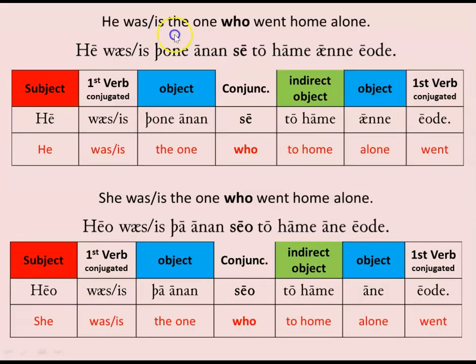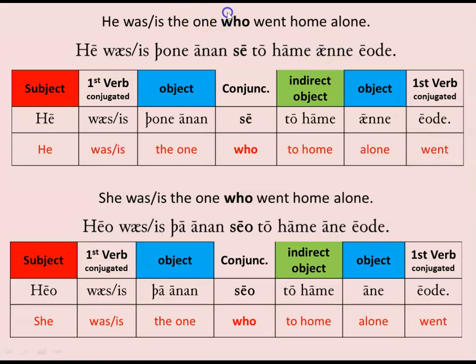Okay, he was, is the one who went home alone. So there's two statements here, two sentences. He was the one who went home alone, and also he is the one who went home alone. Depends on what you want to say. Past tense, present tense, it's up to you. To do all that, he was thona anan se tohama ana eode. Okay, he was the one who to home alone went. Okay, he was the one who went home alone.